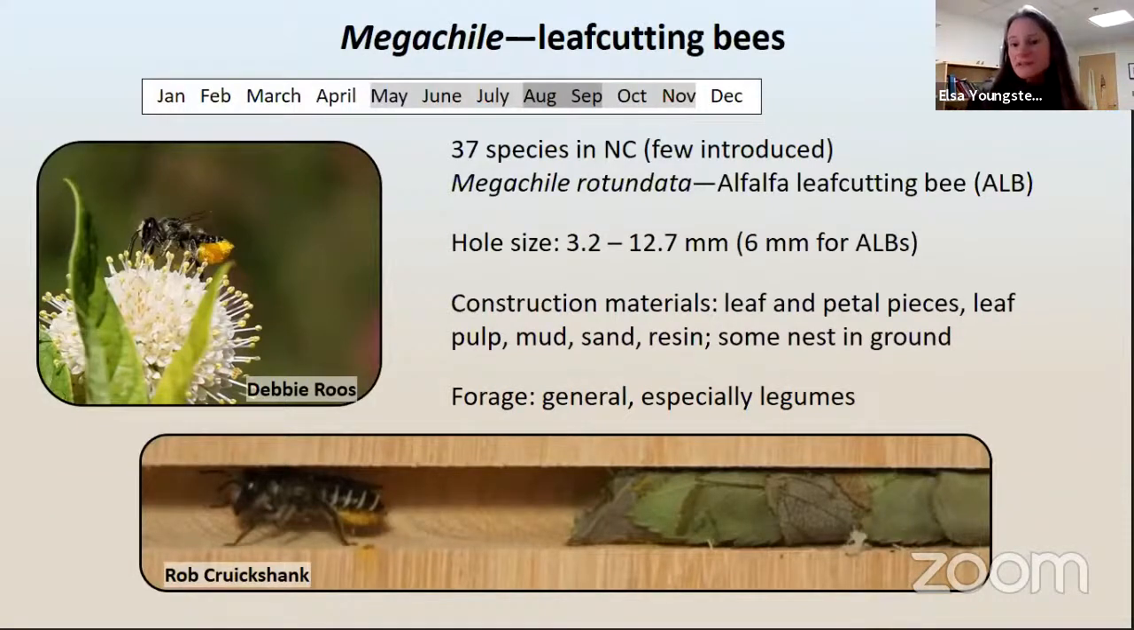They might use pieces of leaf or flower petal. They might chew up leaf pulp like some of the mason bees do. They might collect mud, sand, or resin to complete their nest interiors. This picture shows one that's been made with leaf pieces. And they're often generalist foragers. They'll visit a variety of plants. I see them pollinating cucumbers in my garden, for example.